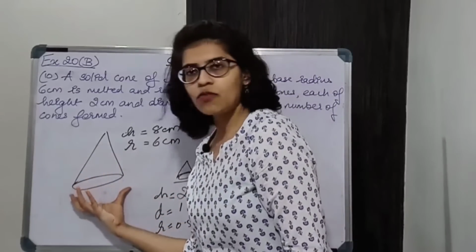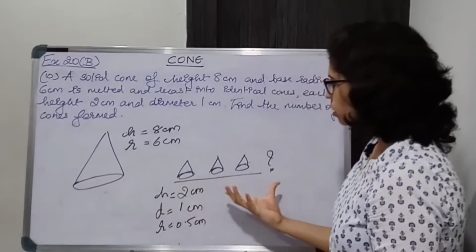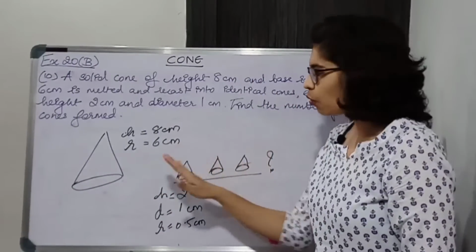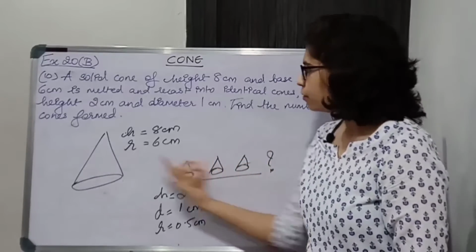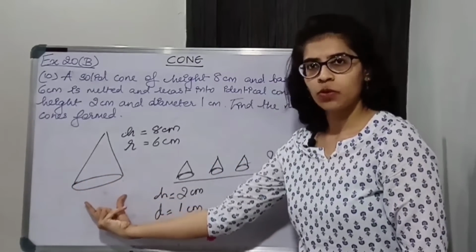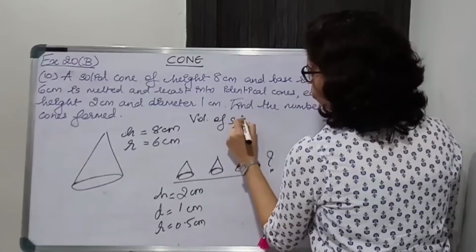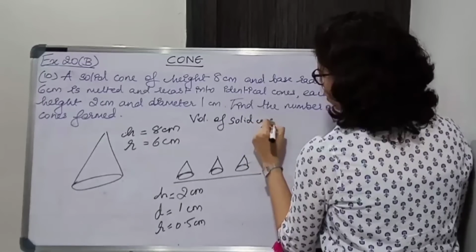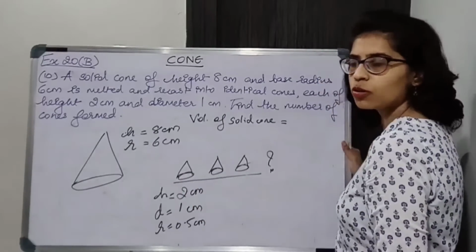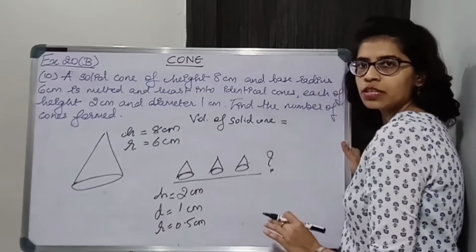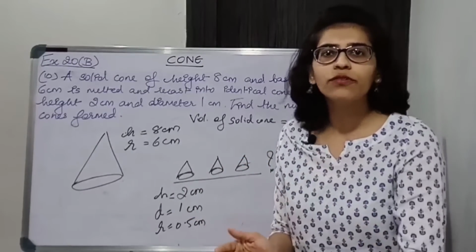Now its volume will be equal to the volume of the cones. Adding the volume of all the cones, it will give the volume of this big cone. So the volume of the solid cone is equal to the volume of all these small cones. Now how many cones are there? We don't know, we are supposed to find it. So let n be the number of cones.